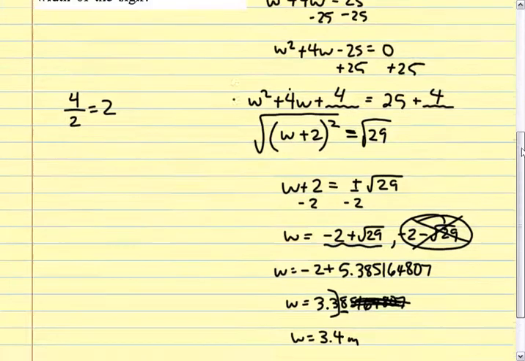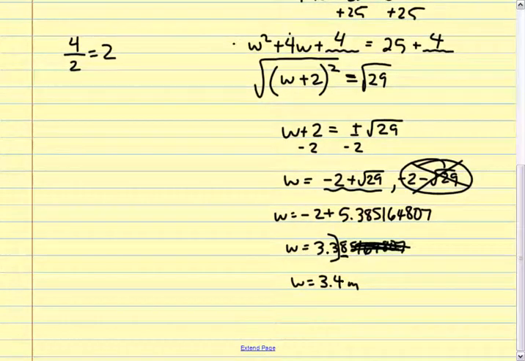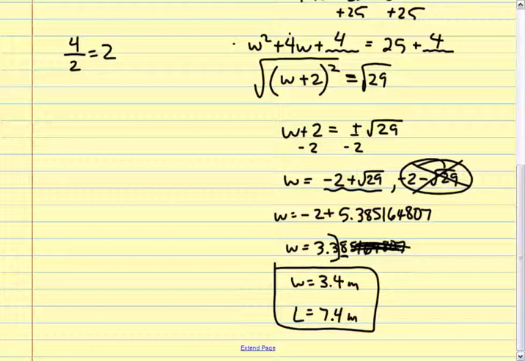Is that right? This is in meters, wasn't it? Yeah. Okay, now that's the width. Remember, the length is supposed to be 4 meters longer, so that's going to be 7.4 meters. Okay? So those are our dimensions. I can just test it. If I multiply 3.4 just to find the area, now remember, it's not going to be 25 because we rounded.